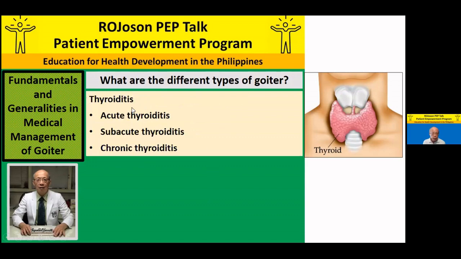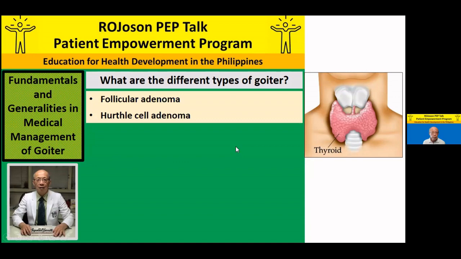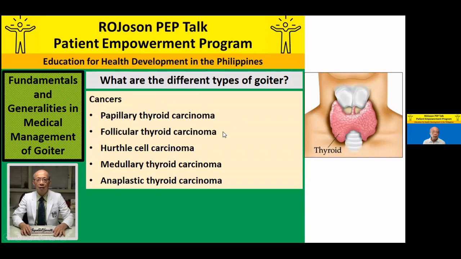There's such a condition as thyroiditis: acute, due to an acute bacterial infection, subacute, usually due to autoimmune disease, and chronic thyroiditis. Then benign tumors or neoplasms of the thyroid gland, examples being follicular adenoma and Hurthle cell adenoma. Then cancers: papillary thyroid carcinoma, follicular carcinoma, Hurthle cell carcinoma, medullary thyroid carcinoma, anaplastic thyroid carcinoma. So these are the terms that you will be encountering when you have problems in the thyroid.